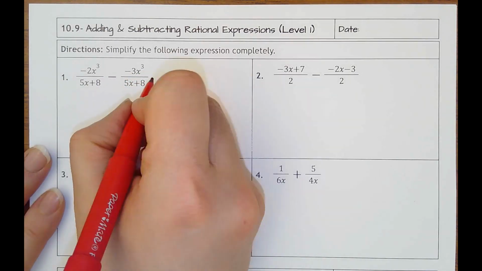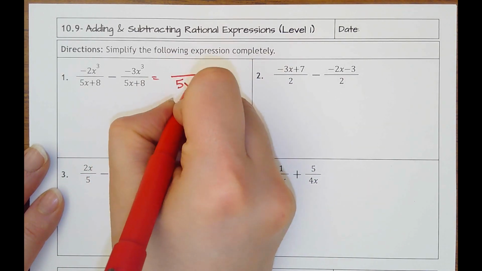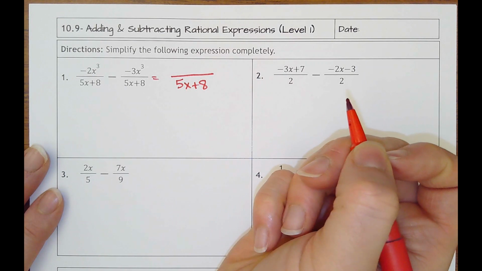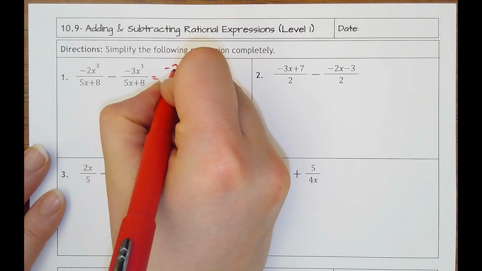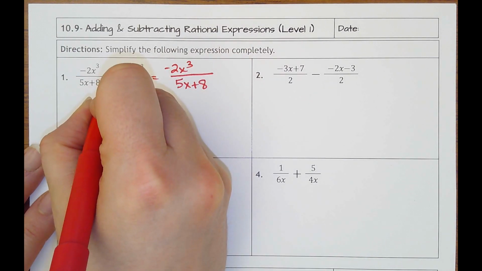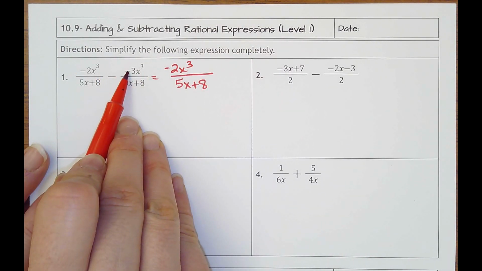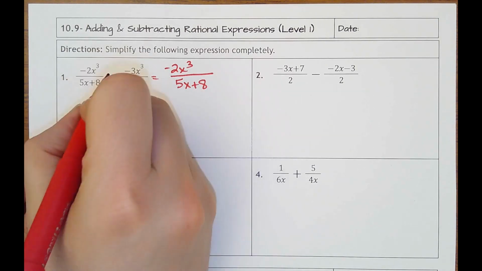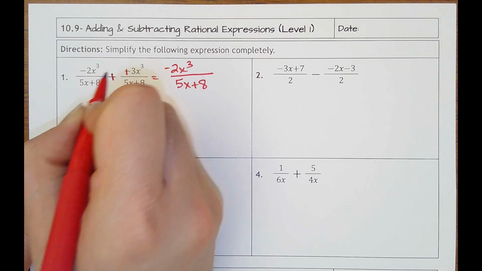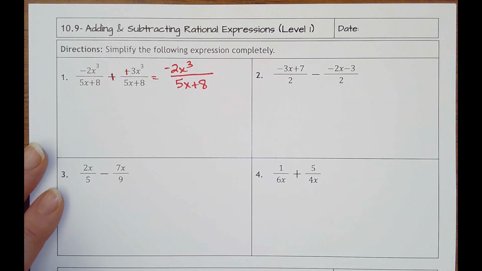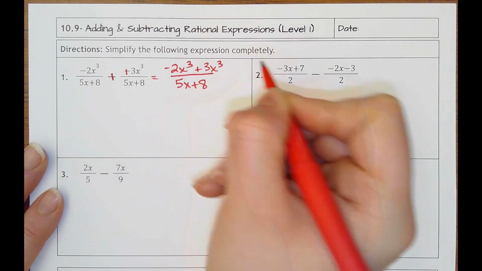So I see the first two fractions have a common denominator of 5x plus 8. So I don't need to multiply by anything. So I'm just going to bring these numerators over here. This is negative 2x cubed. But this negative, I'm going to distribute it. So it's like minus a negative. And you can always go ahead and turn this into a plus and then change the signs of everything after it if that helps you. So that's going to be plus 3x cubed.